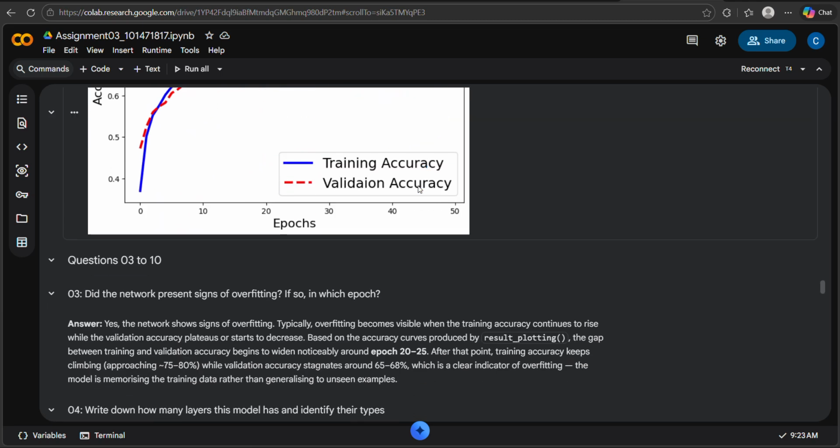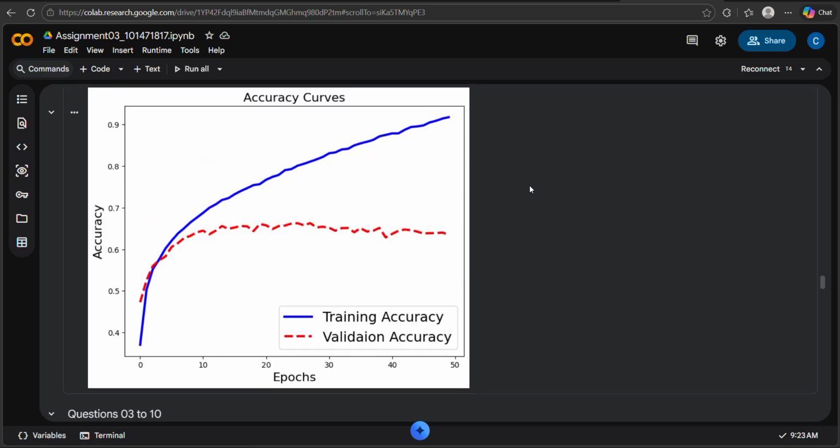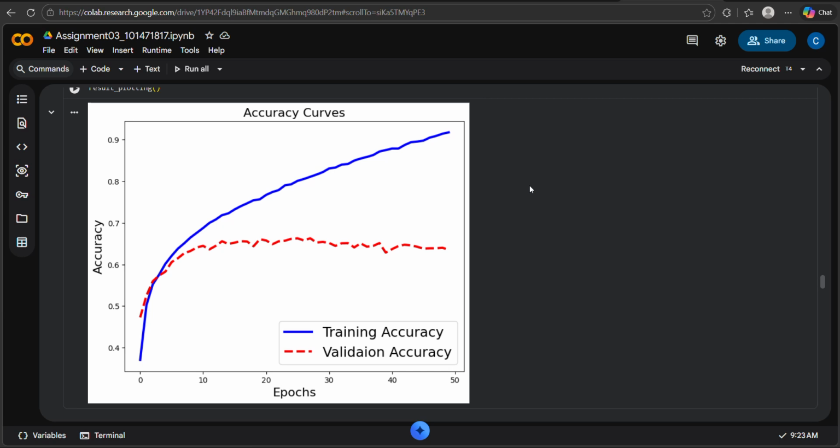Now, starting with question 3, did the network overfit? Yes, it did. Looking at the accuracy curve, training accuracy is the blue line, validation accuracy is the red dashed line. Around epoch 20 to 25, you can see the gap start to widen. Training accuracy keeps climbing while validation accuracy plateaus around 65 to 68%. That divergence is the classic sign of overfitting. The model is memorizing the training set rather than learning to generalize.